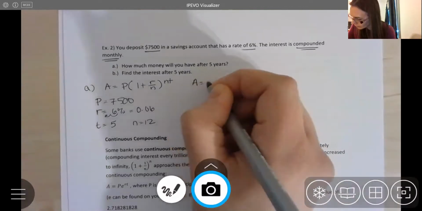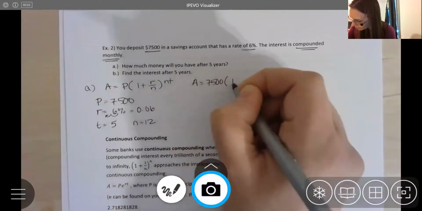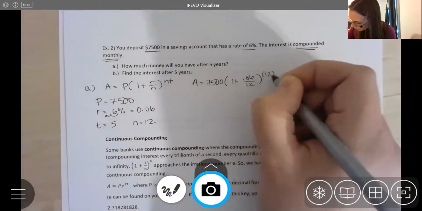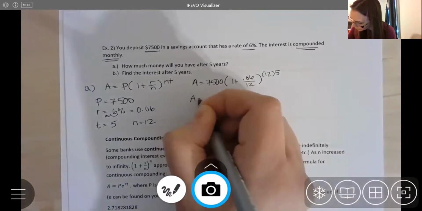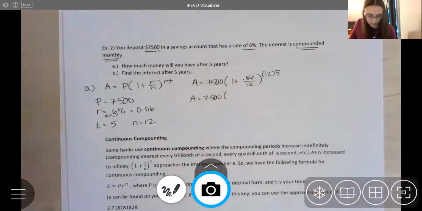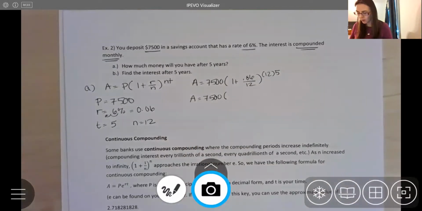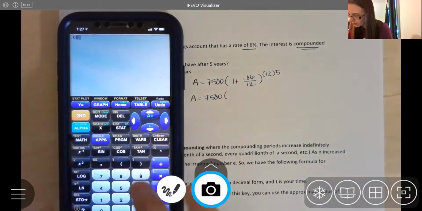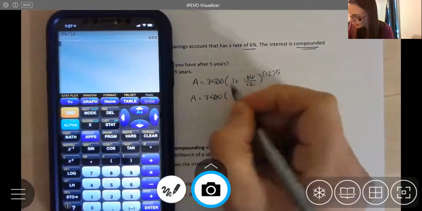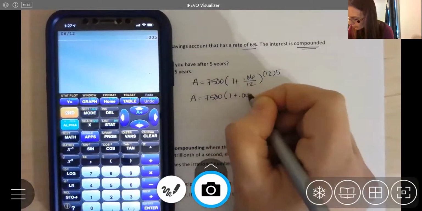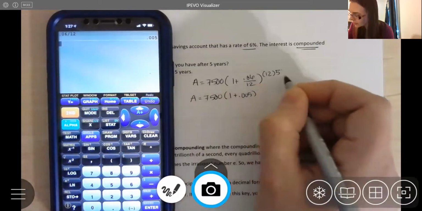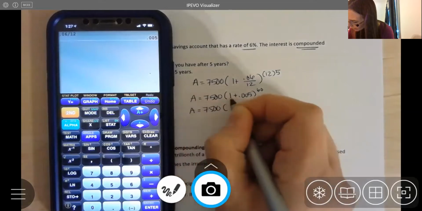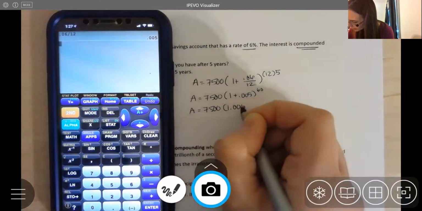And now I'm just going to fill everything in. So I'm filling in my values, and I'm going to simplify using PEMDAS. I'm going to start here and just do that 0.06 divided by 12. So I get 1 plus 0.005. And then here, 12 times 5 is 60. And 1 plus 0.005, that's pretty quick.